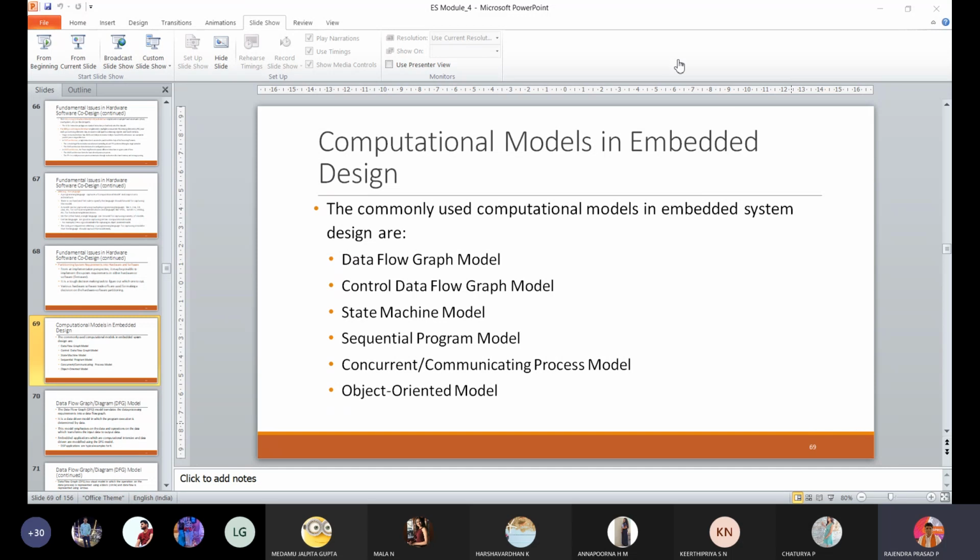So before, one second. Okay, sorry for the interference.